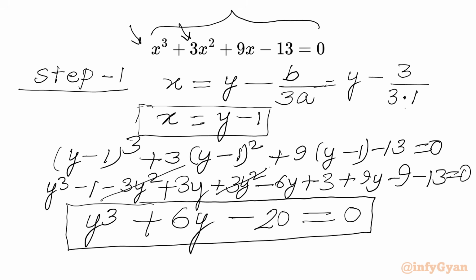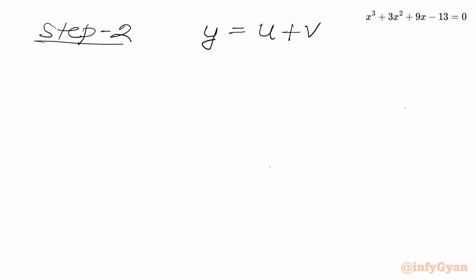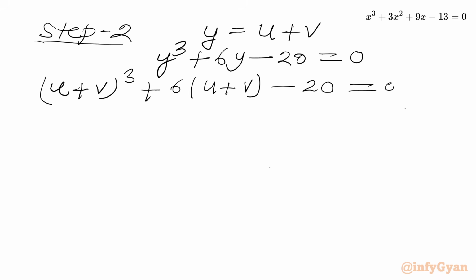Now we are going to perform the second step of our method, that is, split variable y. So let me write here step 2, which is split variable y. I will write y equal to u plus v. The equation was y cube plus 6y minus 20 equal to 0. In place of y, we will write u plus v. So u plus v whole cube plus 6 times u plus v minus 20 equal to 0.